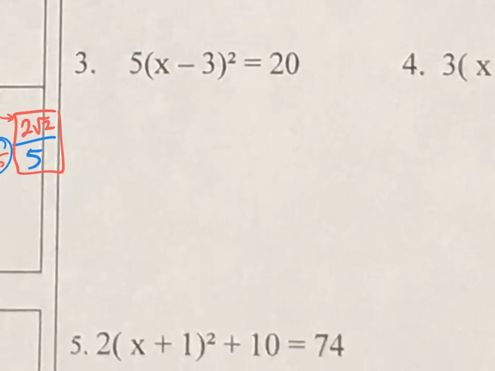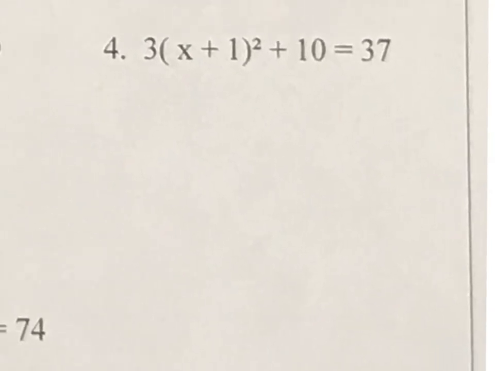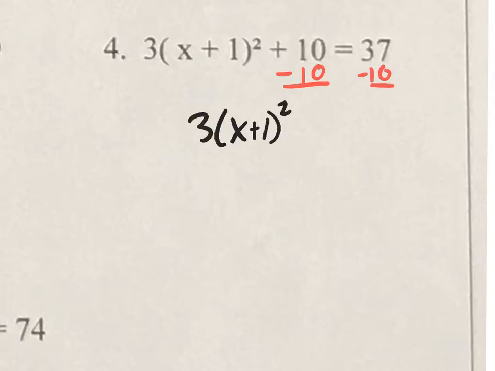Let me jump to something a little more challenging, maybe like 4 or 5. Sure, why not? Let's do 4. So right here on number 4, let's subtract 10. Subtract 10. We're going to rewrite this thing. We're going to have 3 parentheses x plus 1 squared equals 27. And then what? You could, well, see, you can't really distribute because there's an exponent on the binomial, right? So yeah, let's get rid of the 3 by dividing by 3.